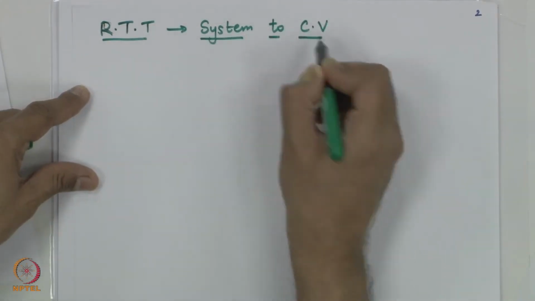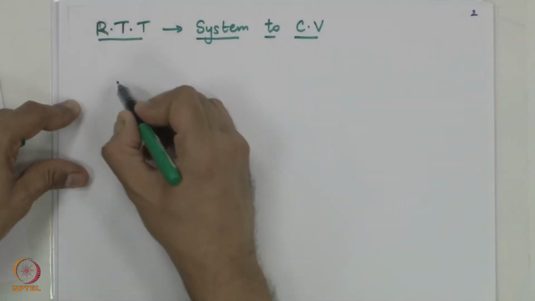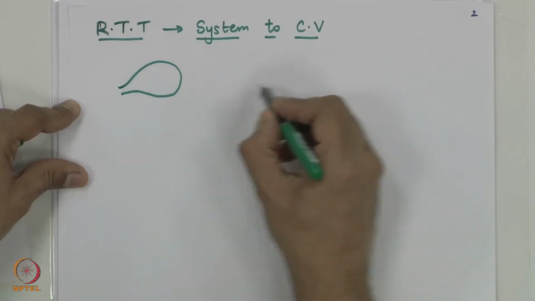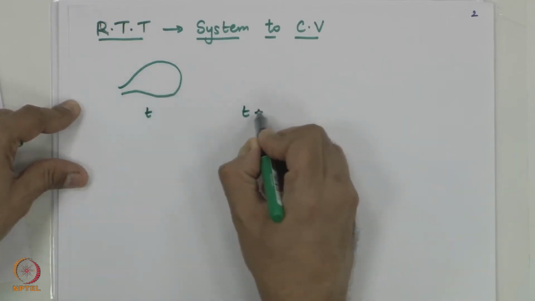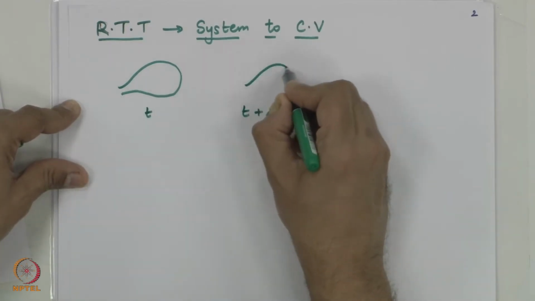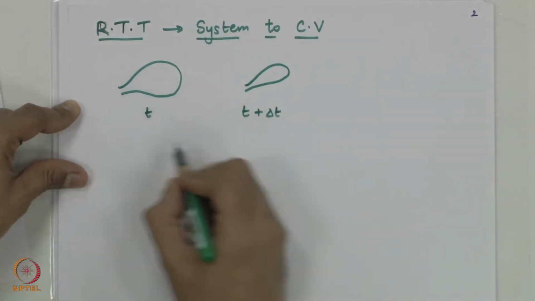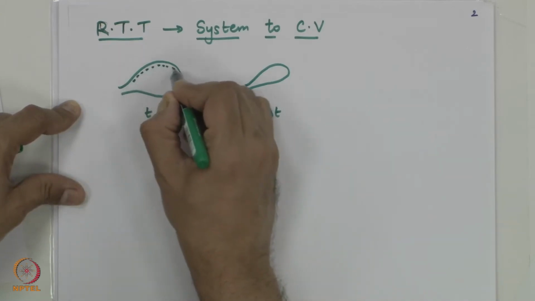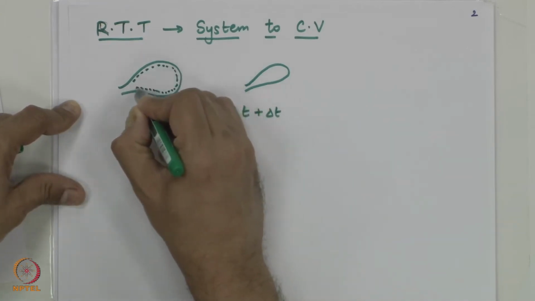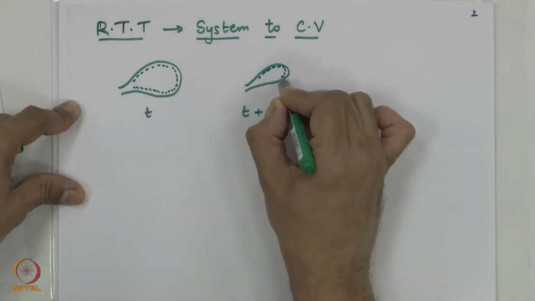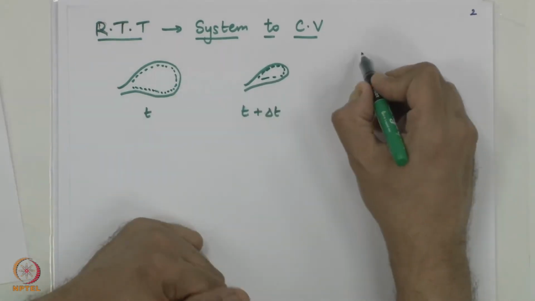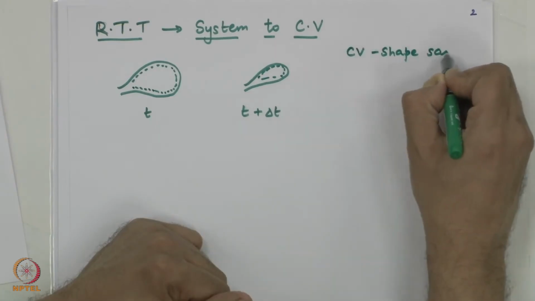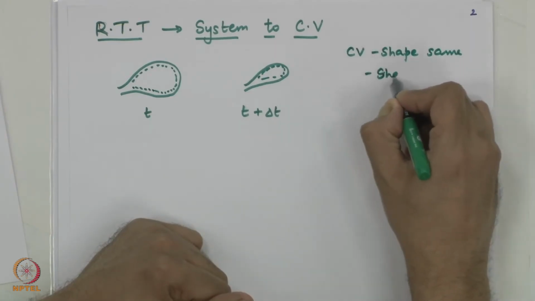What does that mean? If I take this balloon, at time t plus delta t it has become smaller. So mass has left the control volume. This is my control volume, a fixed region in space whose shape is also changing with time. Now I have varying combinations: control volume shape the same, or shape changing with time.